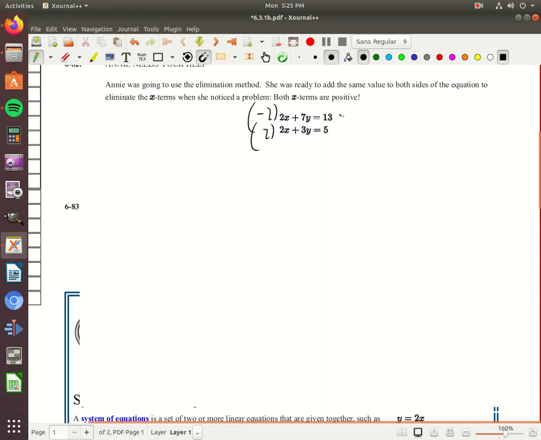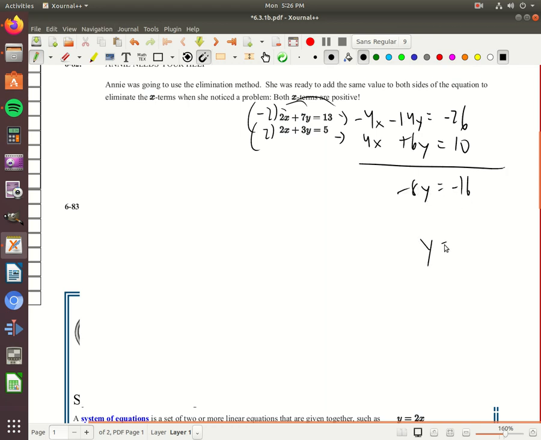Again, I said you can multiply both if you want, so I'll distribute. I get -4x minus 14y equals -26. Here I will get 4x plus 6y equals 10, and you can see I get -8y equals -16, or y equals 2. So that's a different way to do it, but we get the same answer.